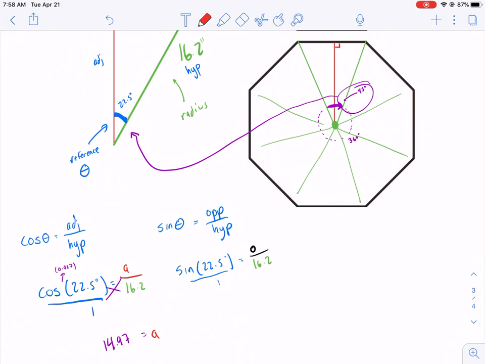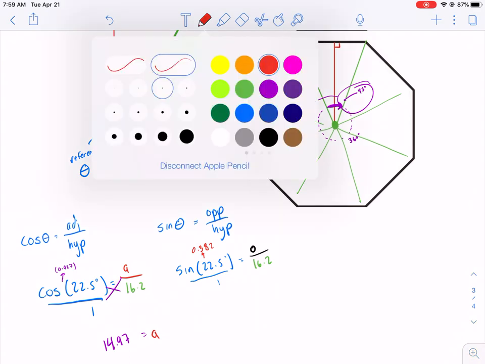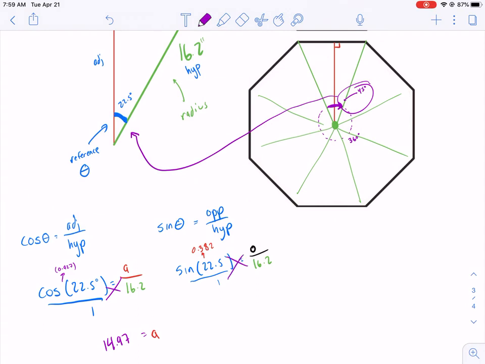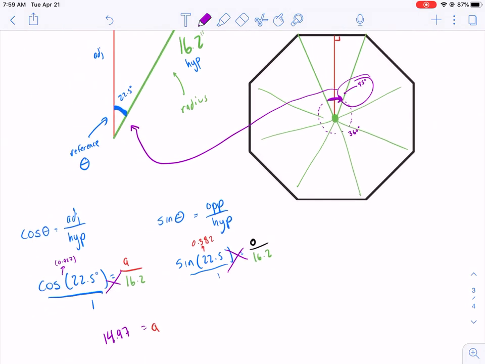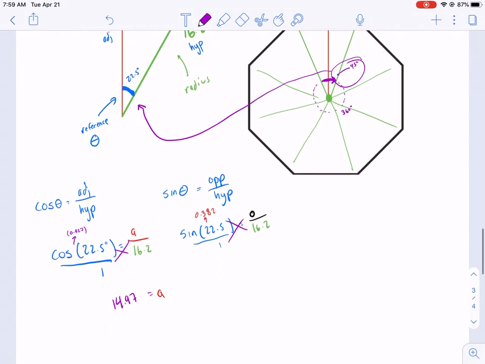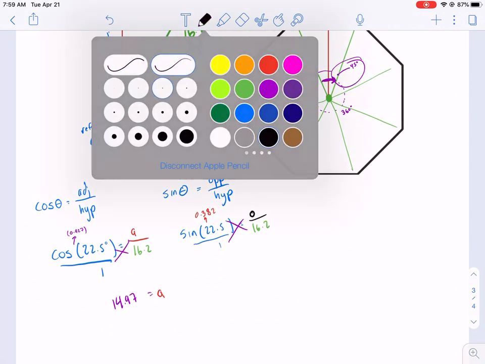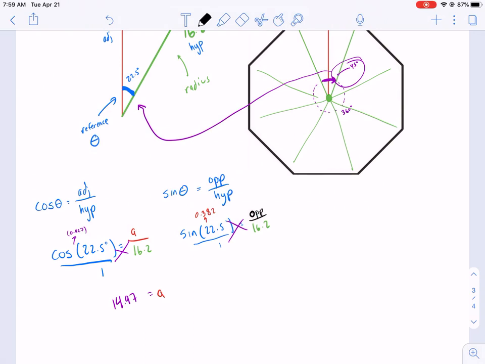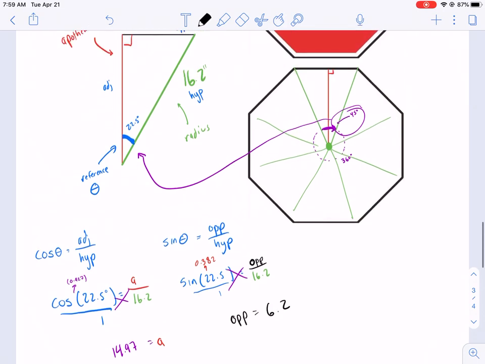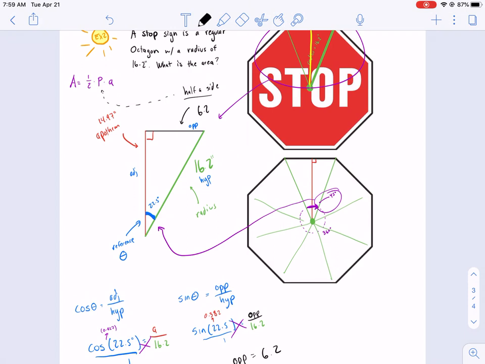Okay, so now I need to do sine of 22.5, and you should get about 0.382 for that. I'm going to multiply this right away, the whole thing, not rounding it, times 16.2 because I'm cross multiplying here. This is an O, not a 0. Just keep that clear in your mind. I should have used a different variable, but let me label it as OPP. That'll be better. Then I multiplied it, and I get opposite side times 1 is just opposite side, equals 6.2. So my opposite side is 6.2 inches.